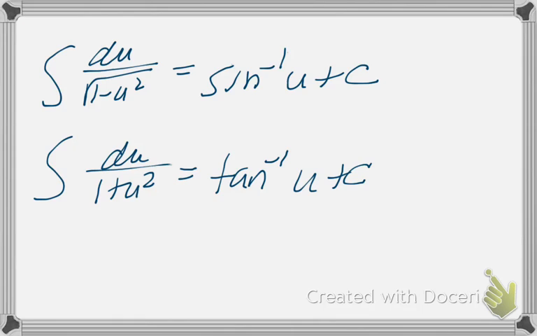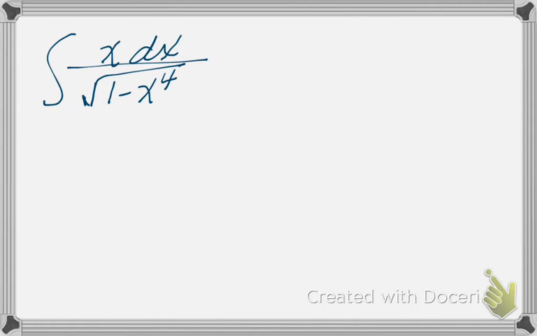So let me give you an example. Let's say you had this. I just want to say it is highly unlikely that you're going to see this, but I just wanted you to see an example. This is nothing that you're going to be able to solve right away, but you might notice that it looks something like 1 minus u squared, only it's to the fourth. So this would require u substitution.